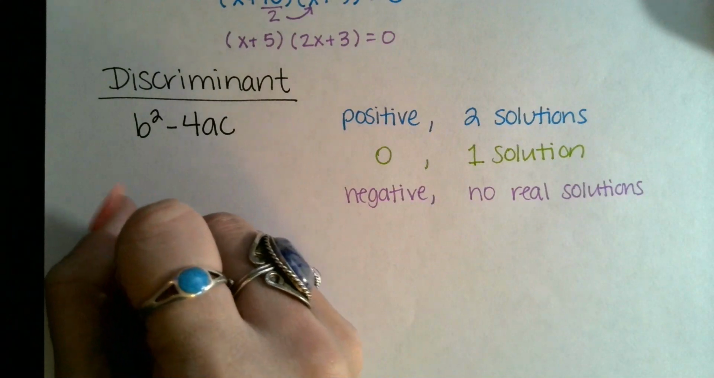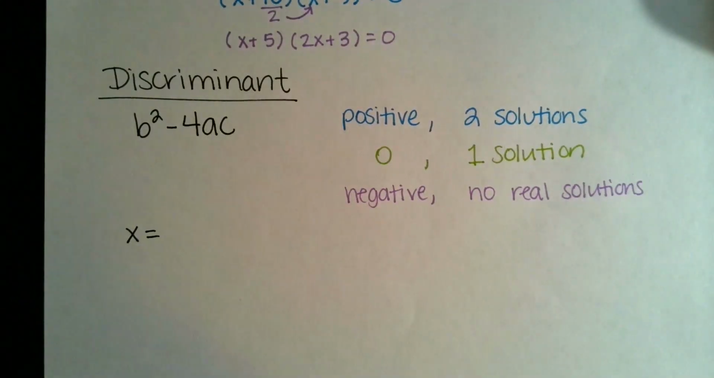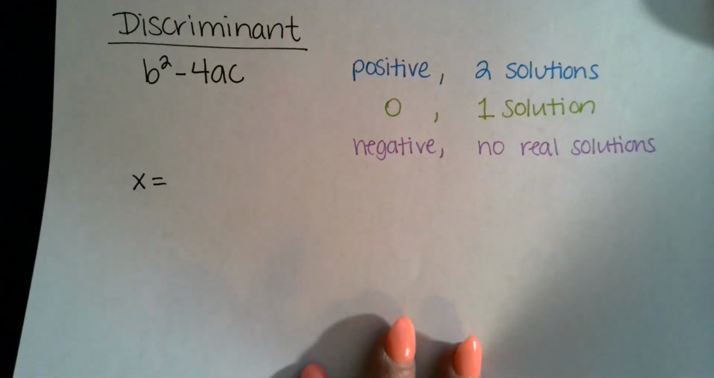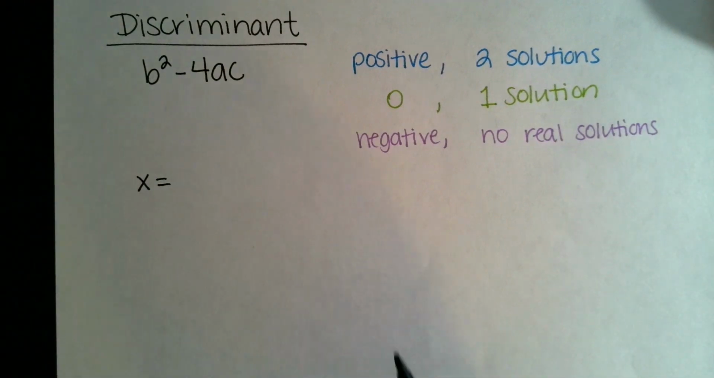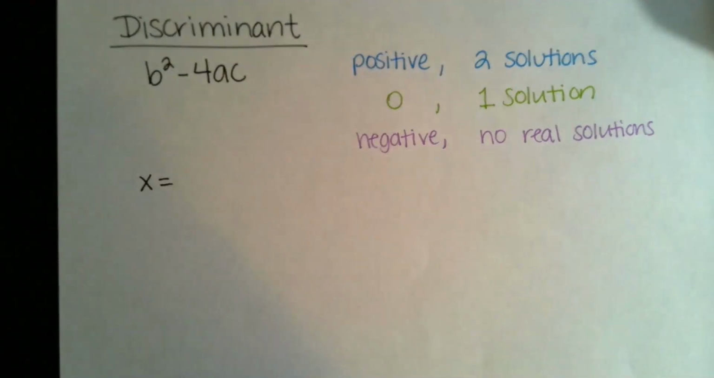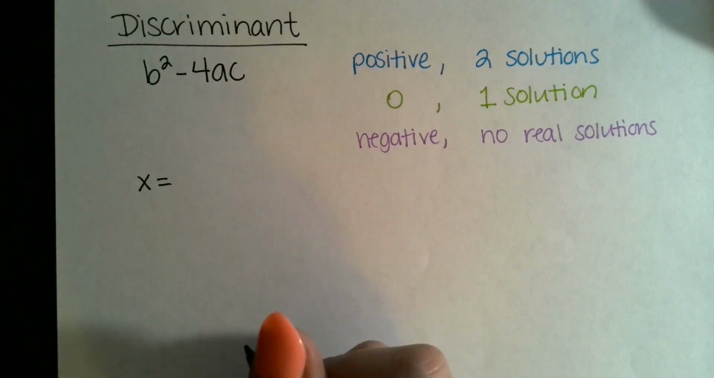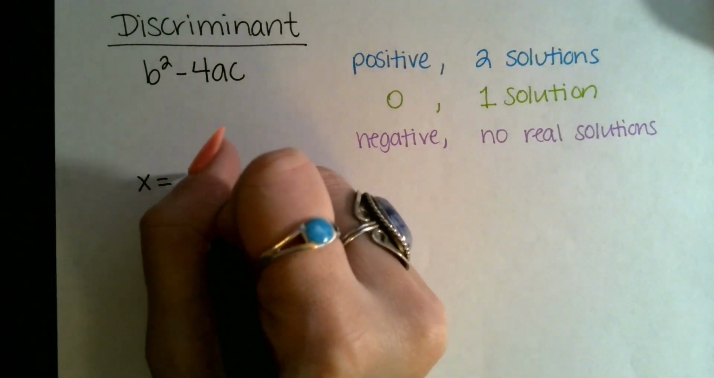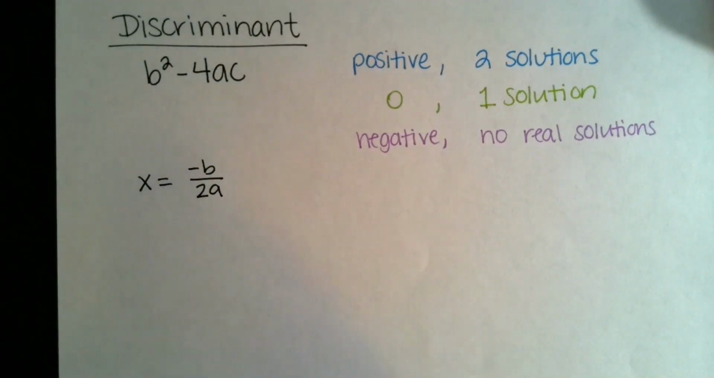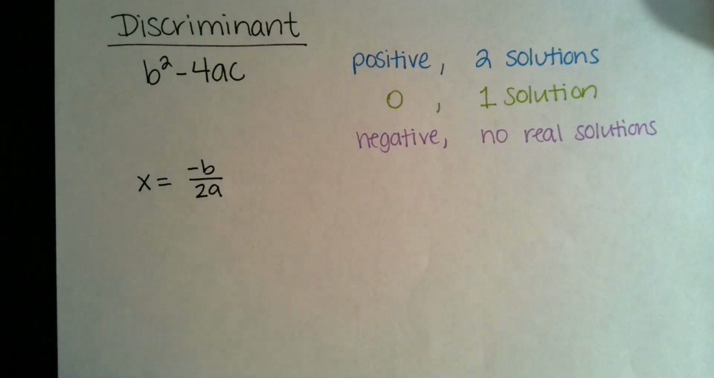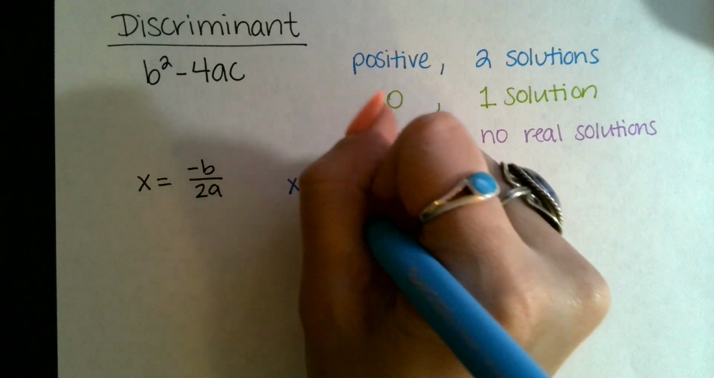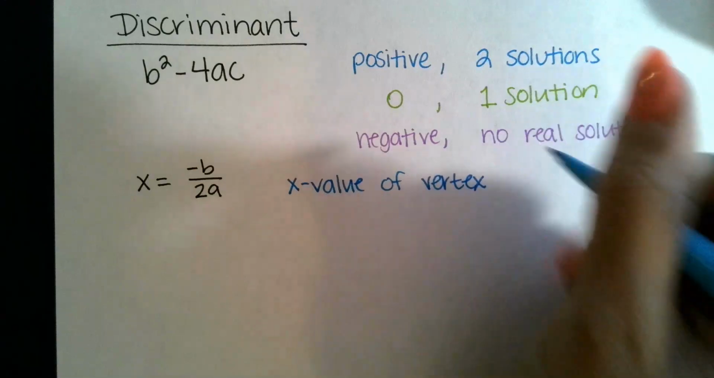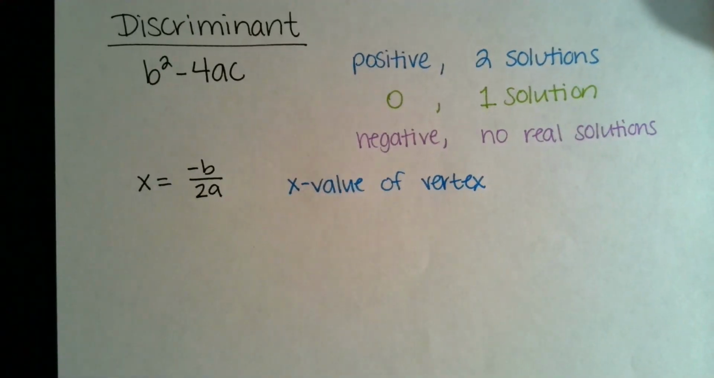Okay. Who remembers how to find the x value of the vertex in a quadratic? I know Kaylee's got it because she's been putting it on her formula sheet for weeks. The x value of the vertex of a quadratic. Almost. Negative b over 2a, or opposite b over 2a. It is the x value of the vertex. It's also the axis of symmetry.